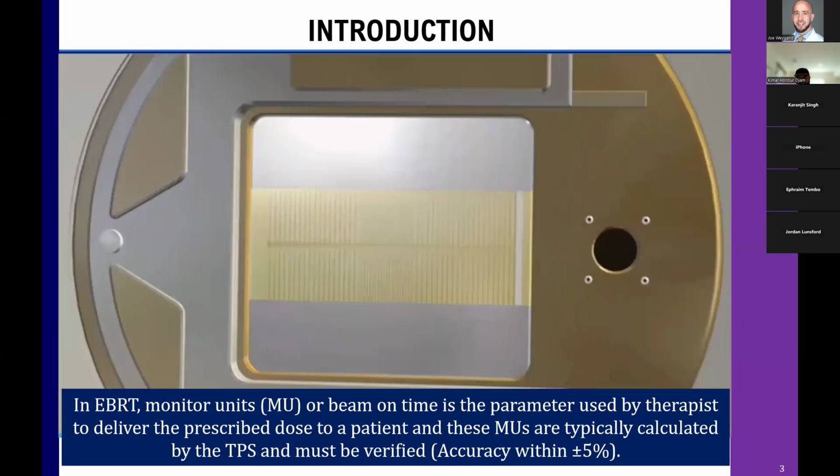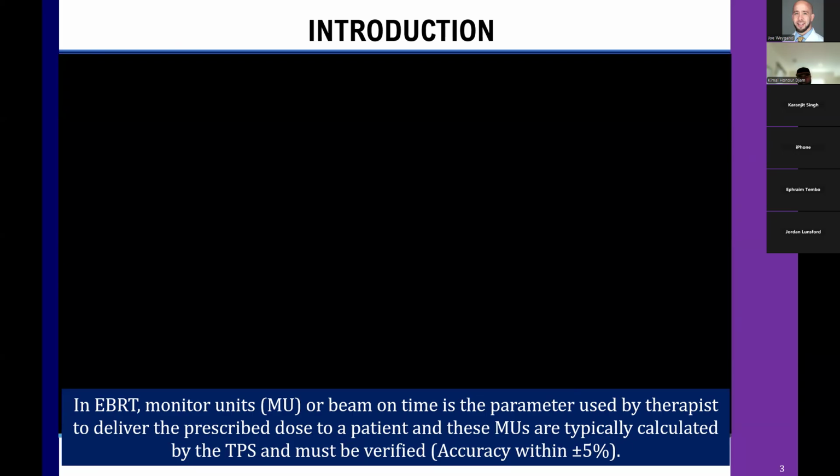This begs the question of what an MU is. In other words, MUs are the units used to quantify how much radiation a linear accelerator needs to deliver to achieve a specific prescribed dose. In external beam radiation therapy, monitor units or beam-on time is the parameter that we use to deliver the prescribed dose to the patient. These MUs are typically calculated by the treatment planning system and by requirement must be verified within an accuracy of plus or minus 5%. The number of monitor units required for a given treatment, or the time setting if we're dealing with a cobalt-60 unit, is often calculated and set for each individual beam.